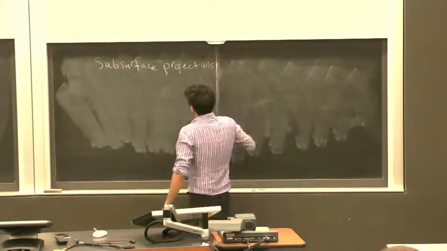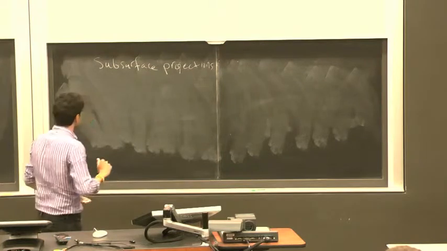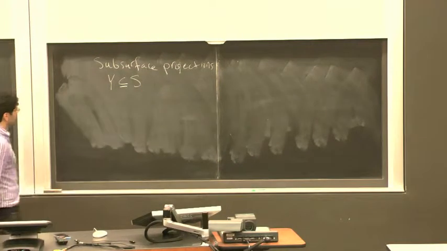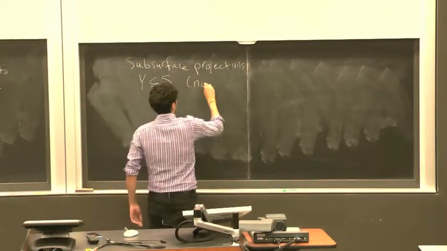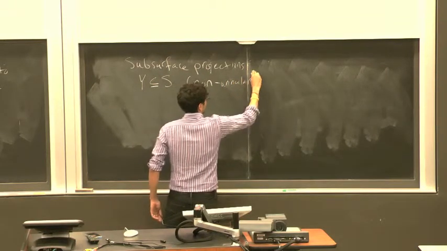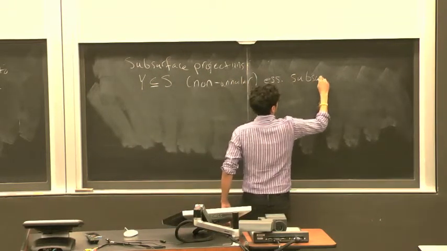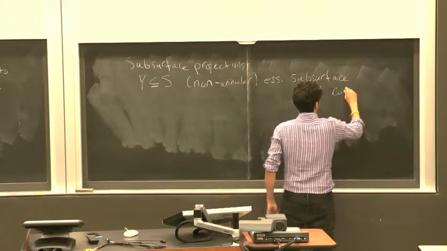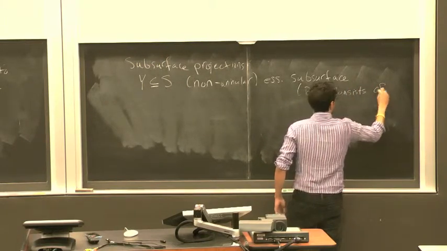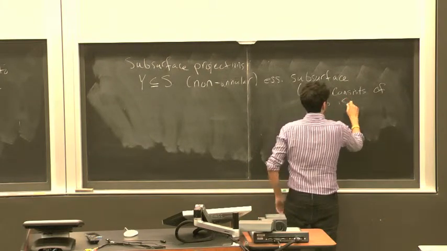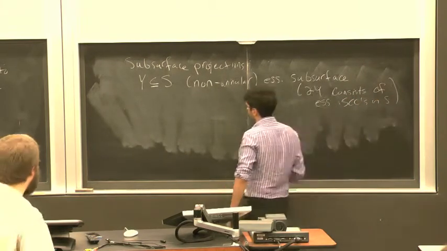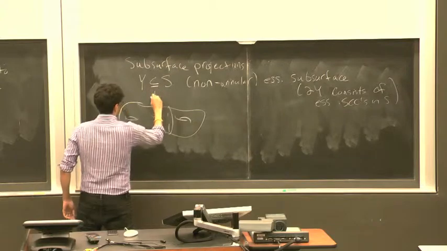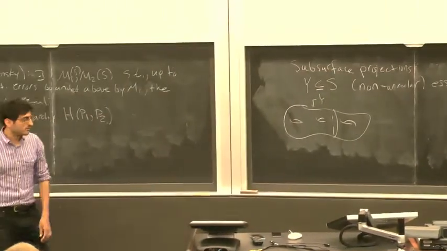Great. Okay. So what are these? So I take some subsurface Y in S, which is non-annular, not an annulus, a essential subsurface. So by essential, I mean that the boundary of Y consists of essential simple closed curves in S. So as an example, okay, here's some surface S, and this is Y. Everything to the left of that curve, that's an example of a subsurface.